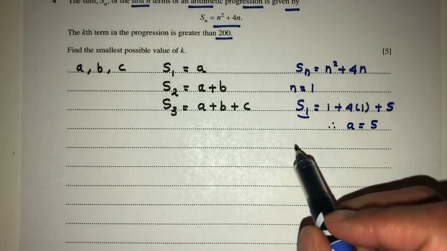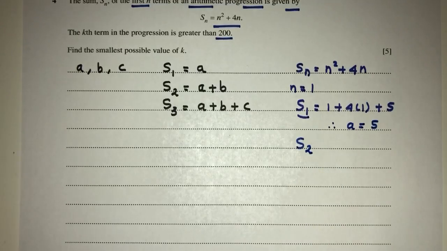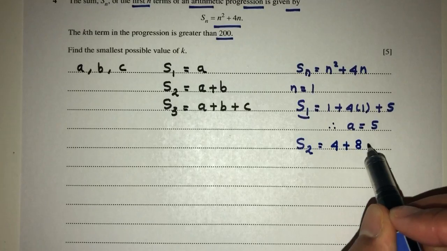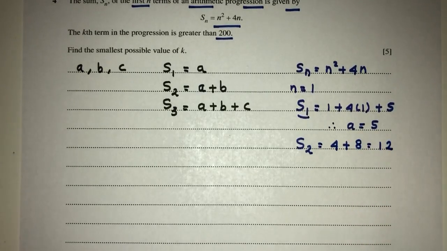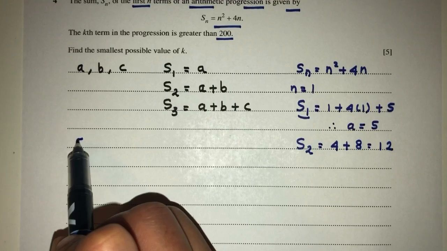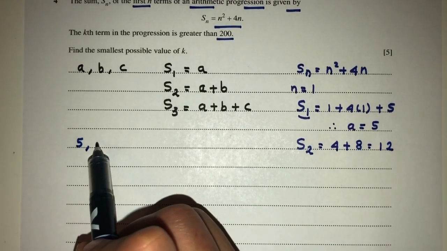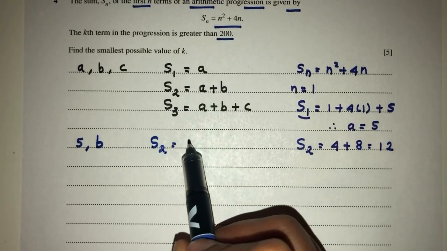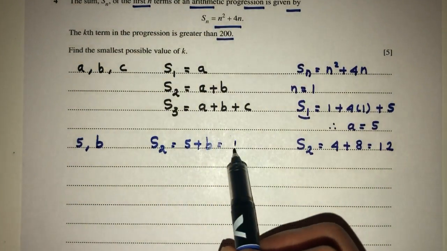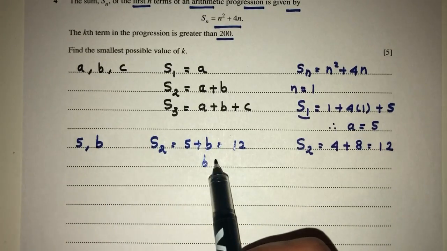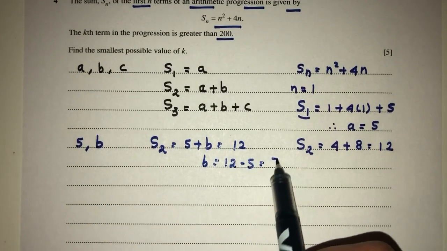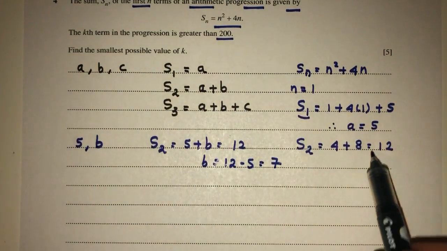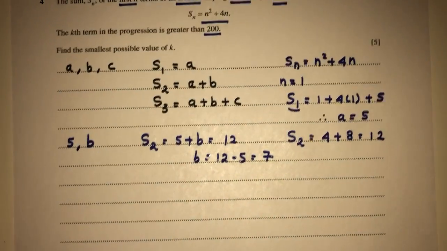Now, same steps, I can do that. Sum of the first 2 terms. So when n is equal to 2, you will have 4 plus 8. That will be 12. But you have to know, we know the first term is 5. We know the second term we don't know, call it B. But we know that the sum of the first 2 terms, which is 5 plus B, is equal to 12. So we can find the second term, which is 12 minus 5, that will be 7. Okay, that was something just to explain that we have the first term and the second term. So that was something just to understand.